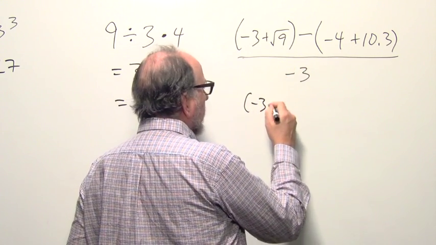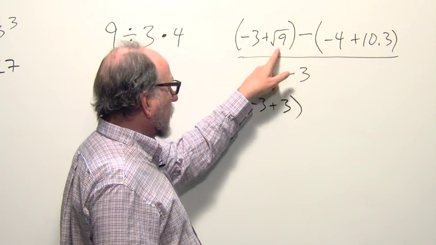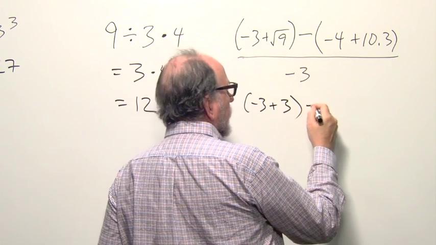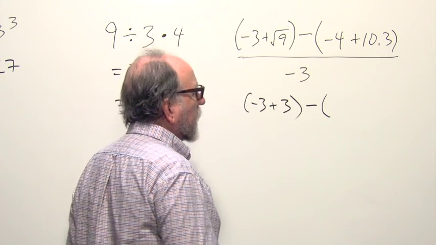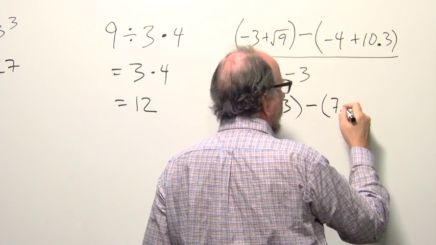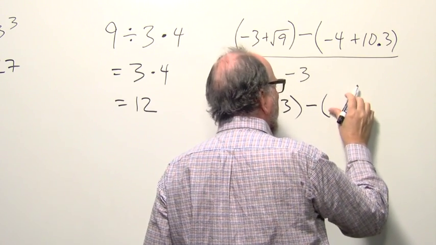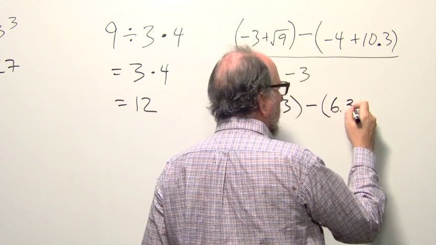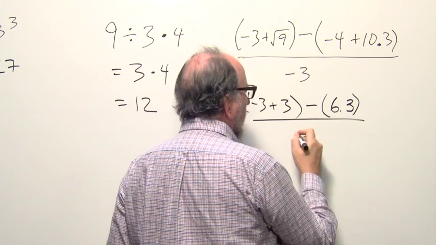So let's write that step first. Just taking the square root of 9. We get 3. Then subtract. What's -4 plus 10.3? 10.3 minus 4 is 7.3. I'm sorry, I calculated that wrong in my head. Don't do that. Use your calculator. 6.3. And that's divided by -3.